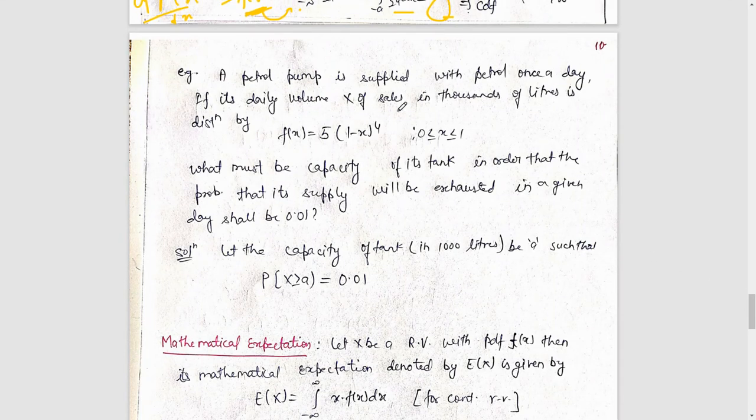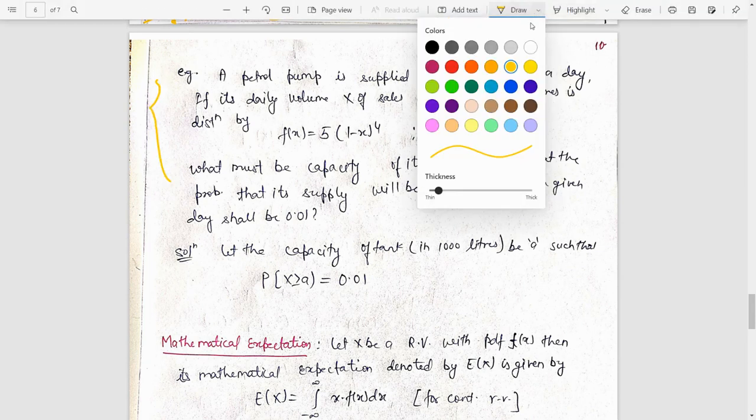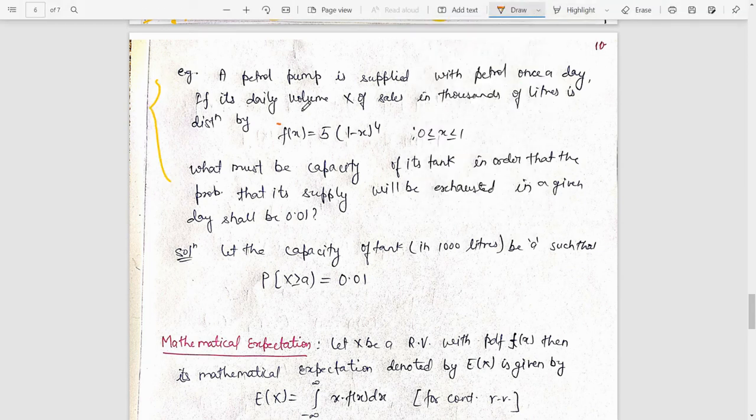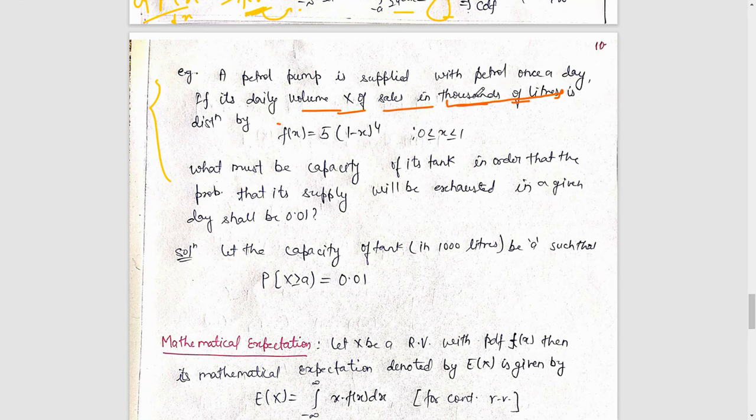Okay, so this particular question is about petrol, so it's also a word problem. A petrol pump is supplied with petrol once a day, and its daily volume X of sales is in thousands of liters. Okay, so this type of thing you have to do. Its distribution is obviously a continuous distribution. What must be the capacity of its tank in order that the probability that its supply will be exhausted in a given day shall be 0.01?